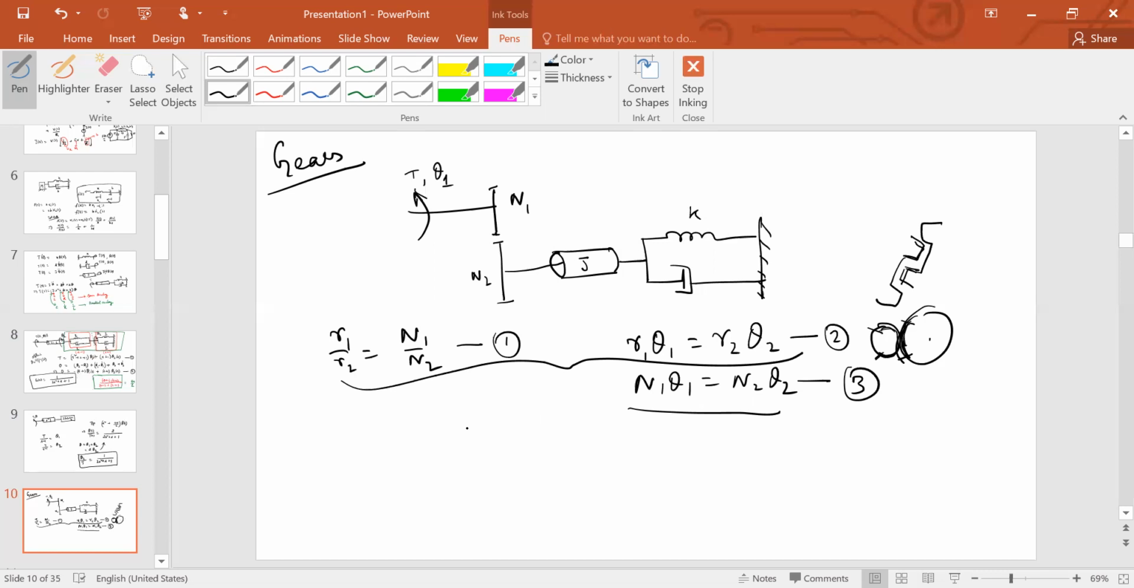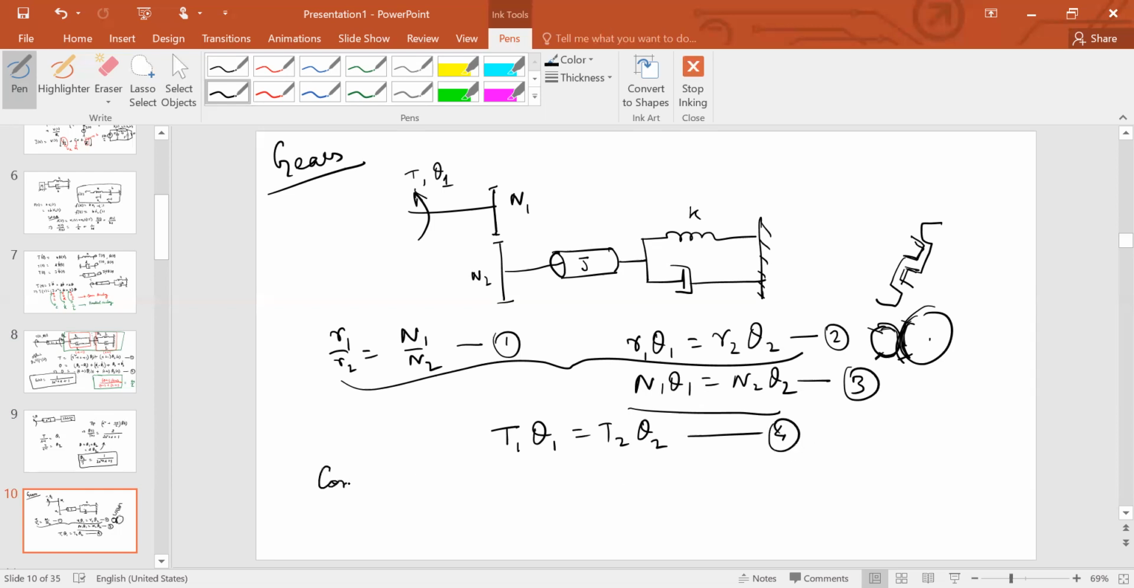The next most important relation is very similar to the transformer equation, like V1 I1 is equal to V2 I2 on the primary and the secondary sides of a transformer respectively. In the same fashion, if it's a lossless gear, which again is an assumption, the total power transferred is equal to the total power received on the other side. So this is this relation.